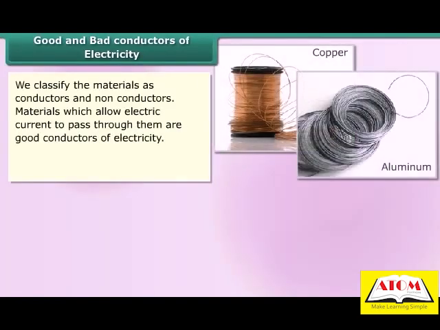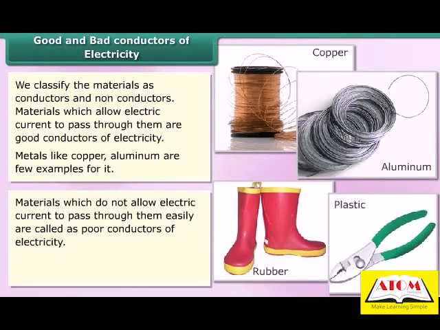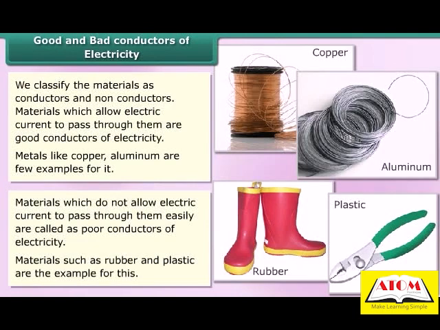We classify the materials as conductors and non-conductors. Materials which allow electric current to pass through them are good conductors of electricity. Metals like copper, aluminium are few examples of it. Materials which do not allow electric current to pass through them easily are called poor conductors of electricity. Materials such as rubber and plastic are the examples of this. We use a tester to test the conductivity of materials which are in solid state.